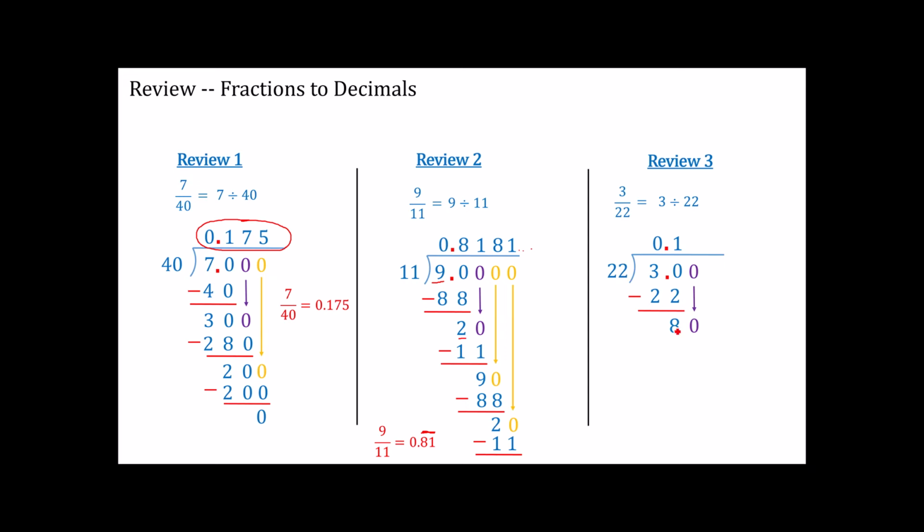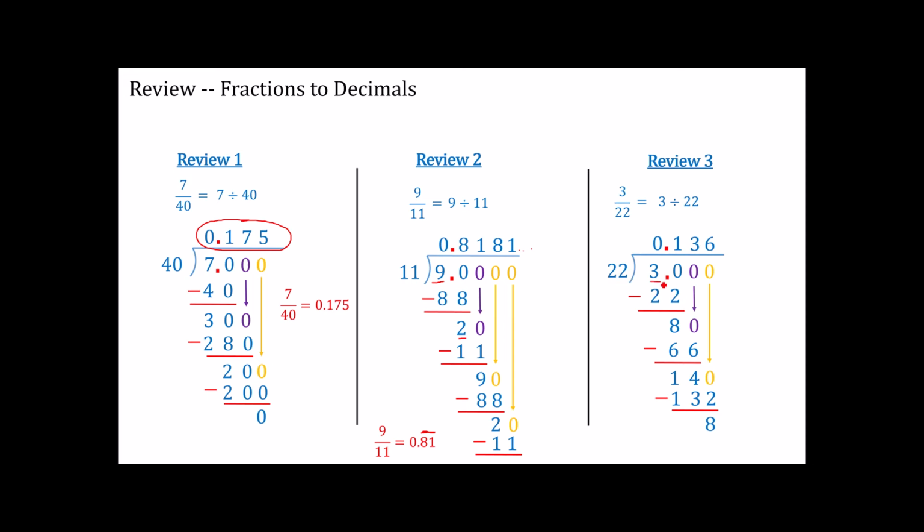How many times will 22 go into 80? Well, that is 3 times. 3 times 22 is 66, leaving me with 14. Put in another 0, bring it down. 22 goes into 140. This one's a little harder because that's a big number. Let's see, 5 times 22 is 110. 6 times 22 is 132. I think it's going to be a 6. Leaving you with a remainder of 8.